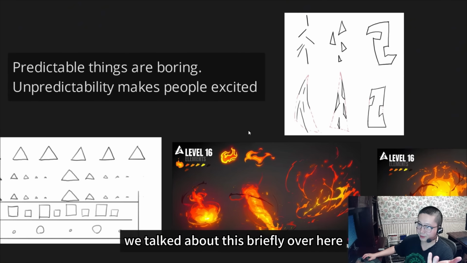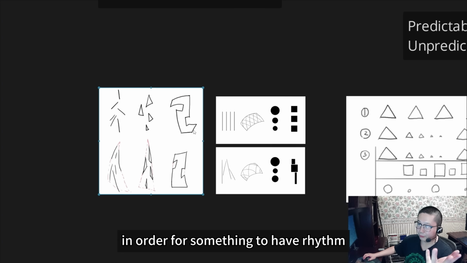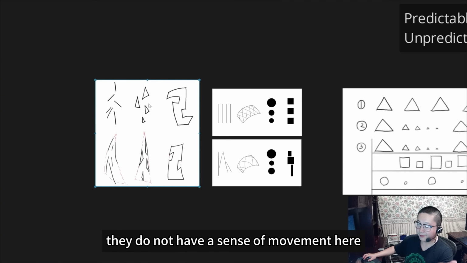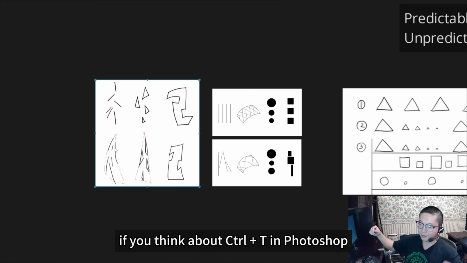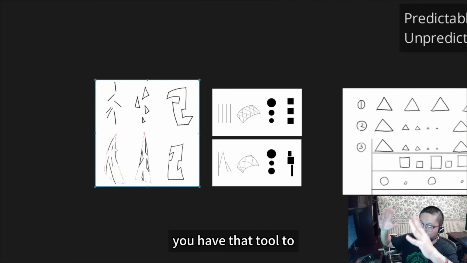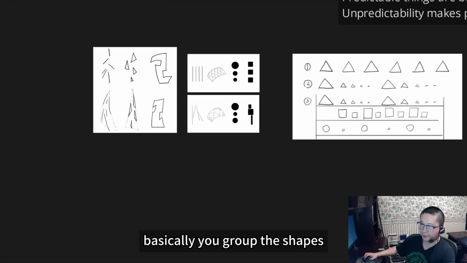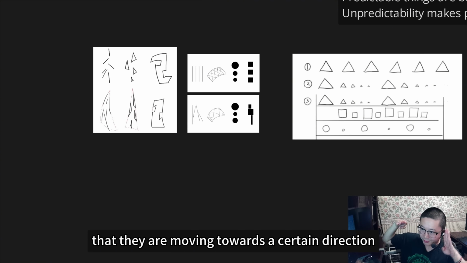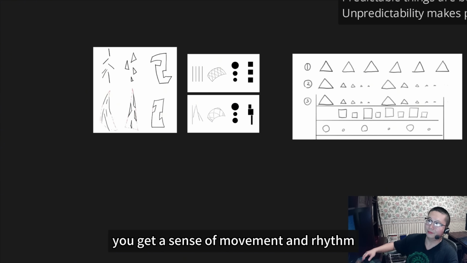And of course, we talk about this briefly over here. In order for something to have rhythm, we want to give them a sense of movement. Like those shapes, they do not have a sense of movement here. But by forcing them to a direction, if you think about Control T in Photoshop, you have that tool to deform your shapes, or FFD in 3ds Max, or Lattice tool in Maya. Basically, you group the shapes to give them a sense that they're moving towards a certain direction, and by composing them together, you get a sense of movement and rhythm.